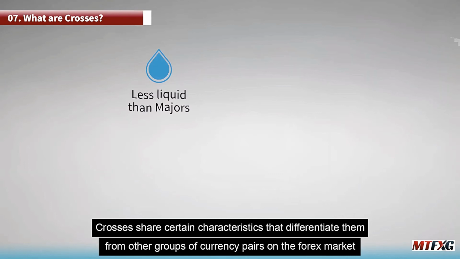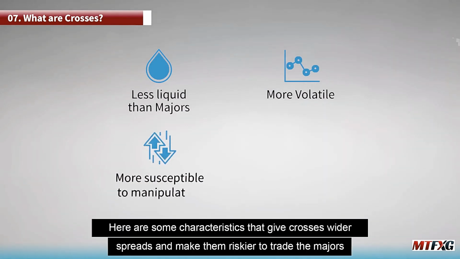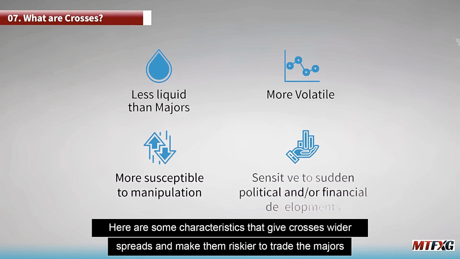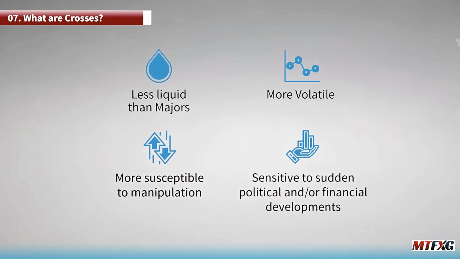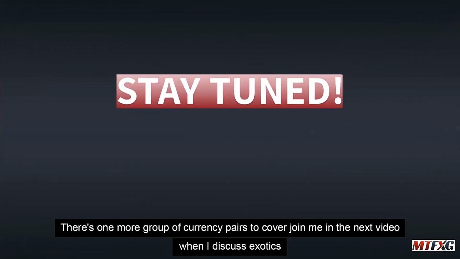Just like majors, crosses share certain characteristics that differentiate them from other groups of currency pairs on the Forex market. Here are some characteristics that give crosses wider spreads and make them riskier to trade than majors. There's one more group of currency pairs to cover.